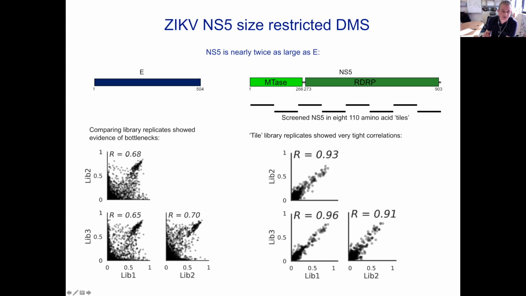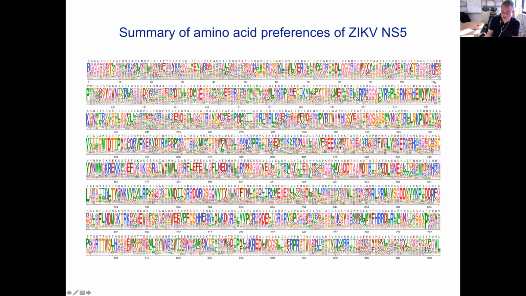Just to show you what could go wrong, our E protein DMS biological replicates weren't nearly as tight, and I don't think I fully appreciated the evidence of bottlenecks when we did that first project. So this data is really amazing. That's the logo plot of the full NS5 protein, and it's not really worth looking at that.